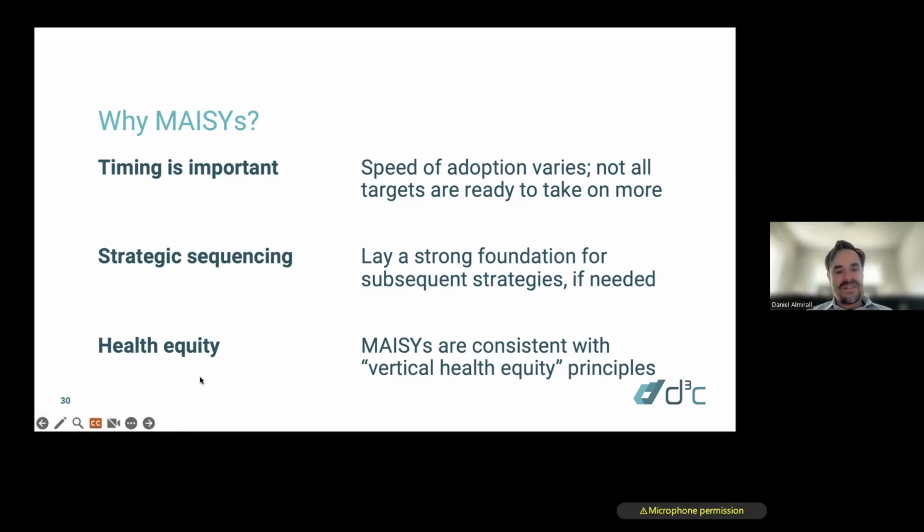Okay. And then of course there's health equity. MAISYs are consistent with vertical health equity principles because in a world with limited resources, I'm partialing out these resources in a way that makes sense, right? So remember those little pictures we see people draw? Equity is not give everybody the same thing, like a flat tax. Equity is different. Equity is going after where there's people or sites and schools are struggling and give them what they need. So MAISYs are consistent with that.